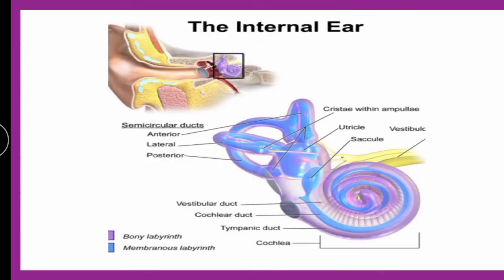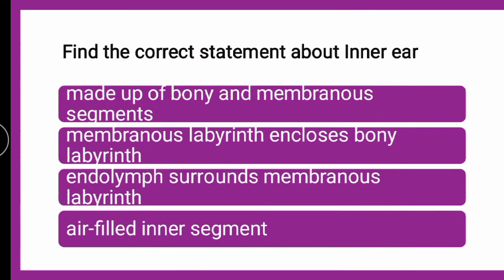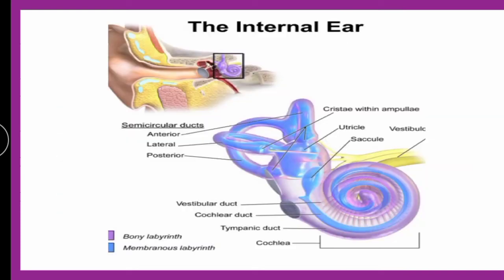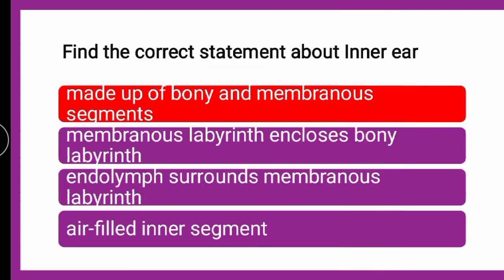The inner ear, if you see the violet color part, this is the bony labyrinth. Just now we discussed the membranous labyrinth, membranous and bony. Membranous labyrinth contains endolymph and bony labyrinth contains perilymph. So the correct statement about the inner ear is that it is made up of bony and membranous segment. Membranous labyrinth encloses the bony labyrinth. Now here you can see the bony labyrinth and membranous labyrinth. So which amongst the given is correct?